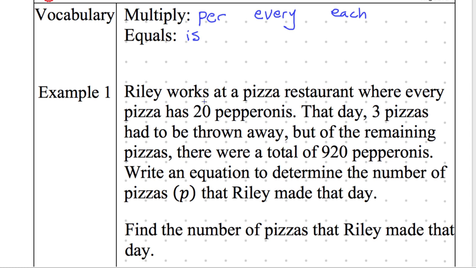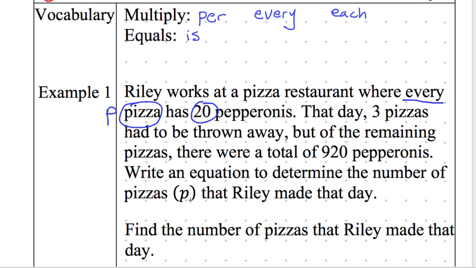There's one of those words in there. You see it, Jennifer? Go for it. Every, yeah. So go ahead and underline this word. Where every pizza has 20 pepperonis, which means we're going to be multiplying 20 and pizza. All right, we know what pizza is. Pizza is which variable? What is pizza represented by? Monte, tell me what pizza means, or what variable it is. P. Okay, so this is going to be P.